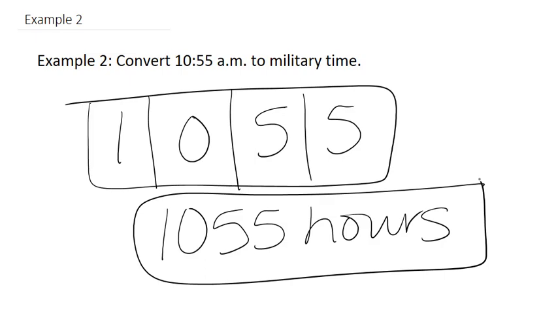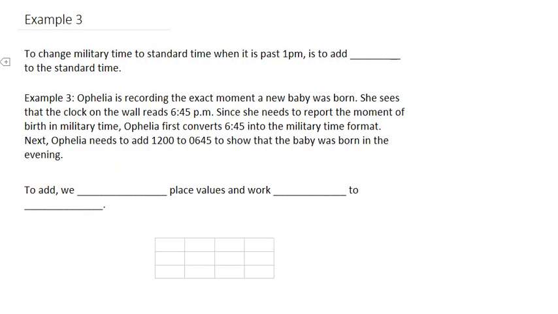Now, it gets a little bit more complicated when we get into the evening. In standard time, the clock starts over every 12 hours. However, in military time, the clock does not start over until midnight. This means that military time keeps counting, or adding forward for a total of 24 hours. A trick for changing standard time to military time when the standard time is 1 p.m. or later is to add 1200 to the standard time. So let's look at an example. Oh, and let's add the 1200 here.